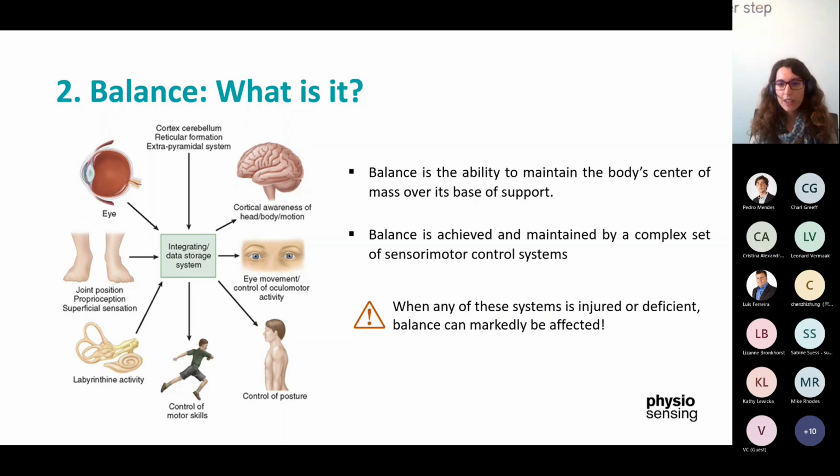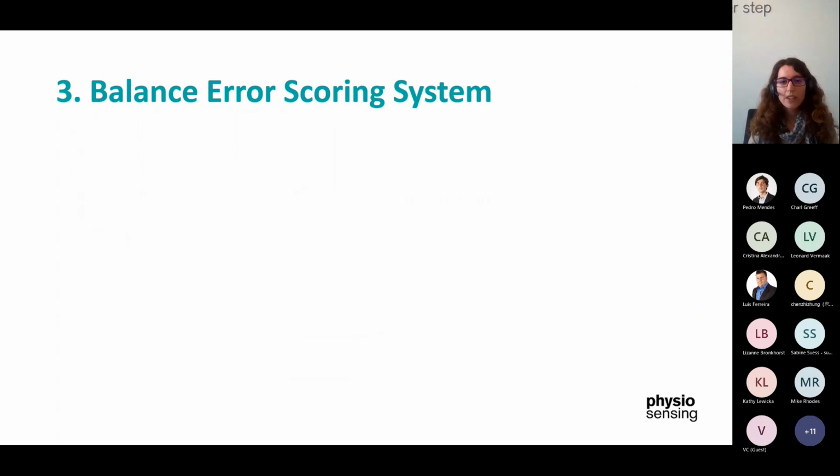So now that we understand a bit about balance, let's have a look at what the platform measures and understand better the Balance Error Scoring System protocol. The Balance Error Scoring System is a well-known tool to evaluate the effects of head injury on static postural stability, or standing still in different positions that you will see. This protocol is often used in athletes after sport-related concussions or mild traumatic brain injuries.